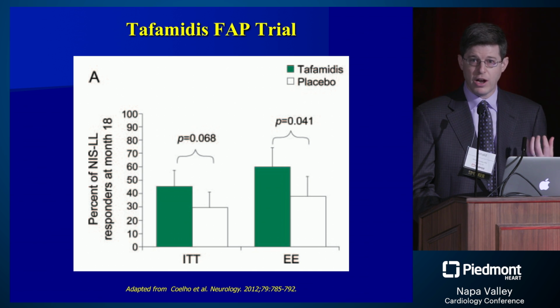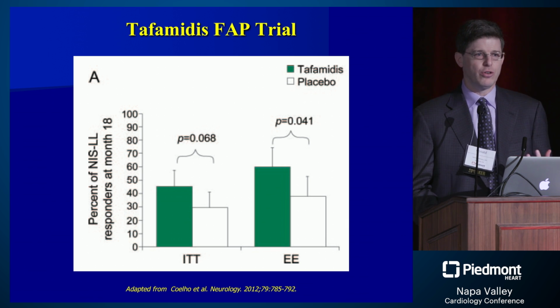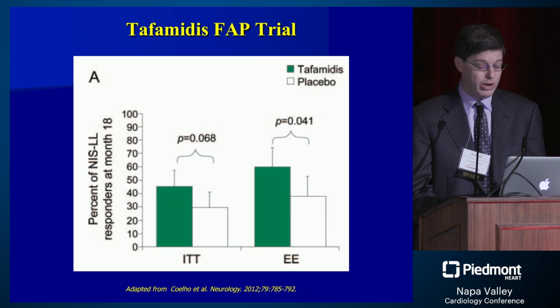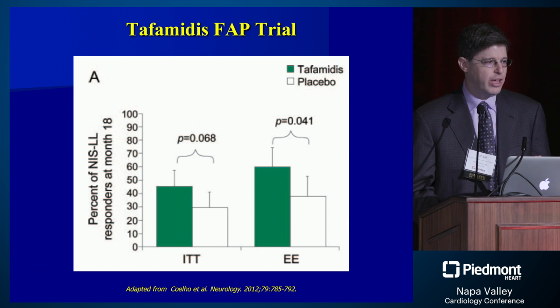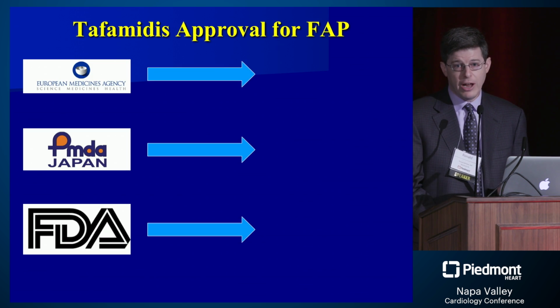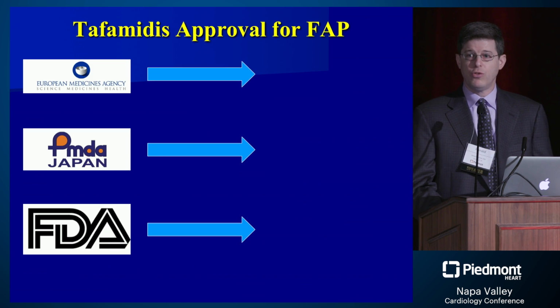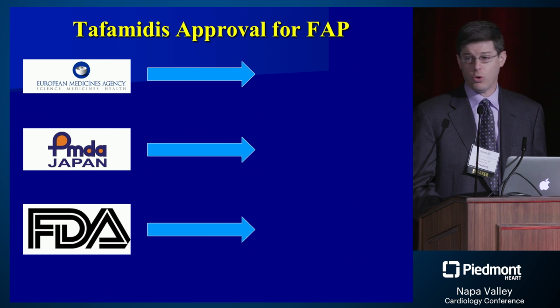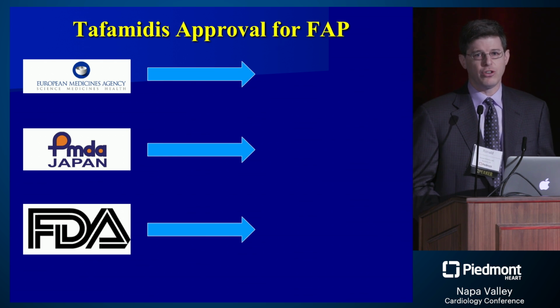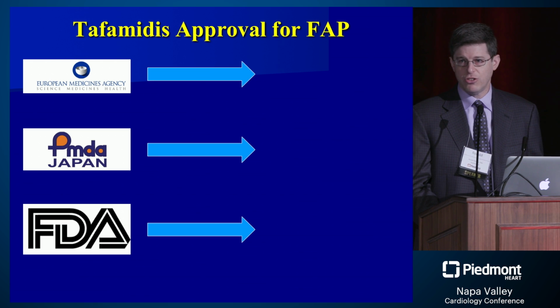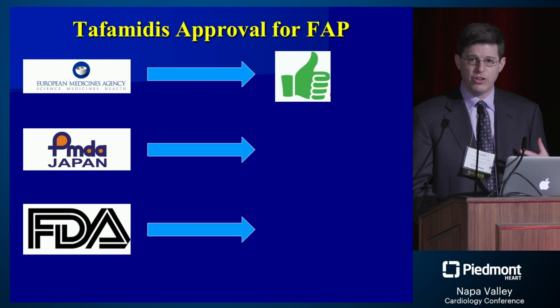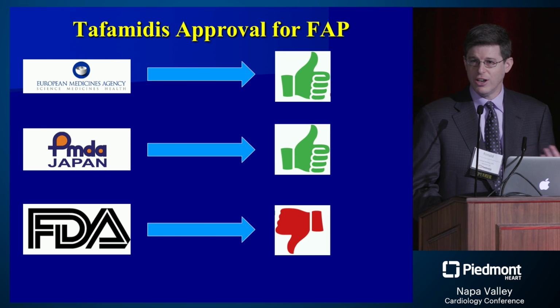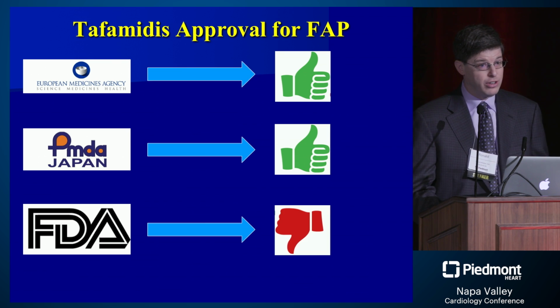And they did this trial in patients with polyneuropathy. Unfortunately, there were significant errors made in the clinical trial design. What ended up happening, if you look on the left at the intention to treat population, is that there seemed to be a benefit, but you'll note that the p-value was 0.068. It just missed statistical significance. So now imagine you're a regulatory body. Do you approve it for this disease where we don't have a therapy? It seems to work, it was safe, but it didn't quite hit statistical significance. And so the European Medicines Agency said yes, and the similar agency in Japan said yes, and of course the FDA said no.